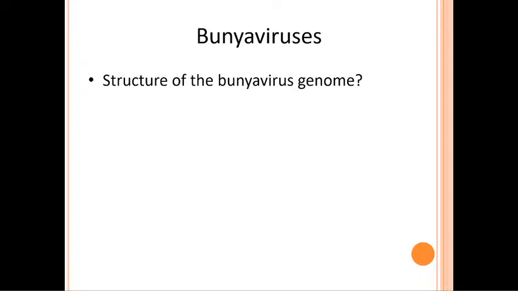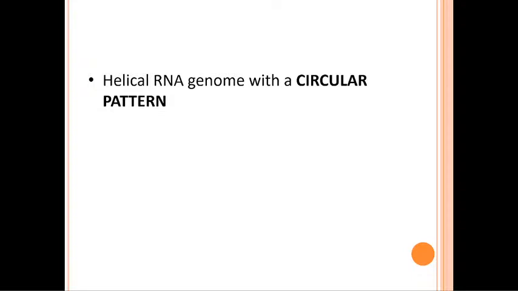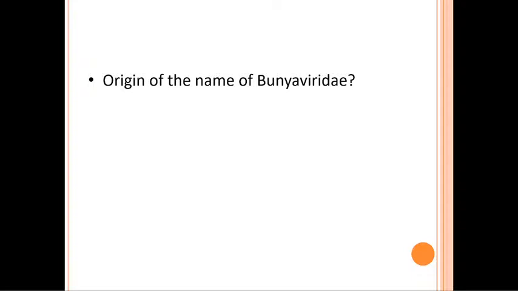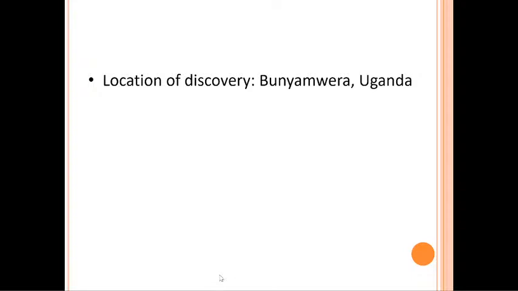Let's talk about Bunya viruses. The structure of the Bunya virus is the only virus that has a circular pattern. It has a helical genome with a circular pattern. The origin of the name of the Bunyaviridae family is because of its location of discovery, which is Bunyamwera, Uganda. Okay? Uganda, 'di ba? Miss Universe. Uganda, 'di ba? Mga ganun.